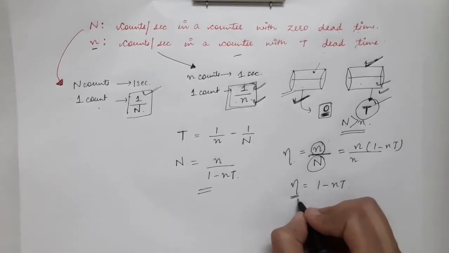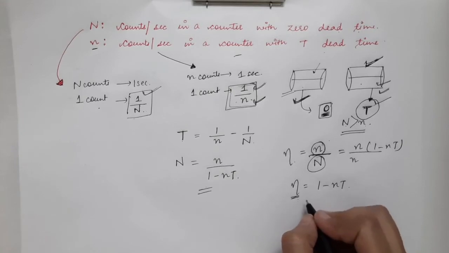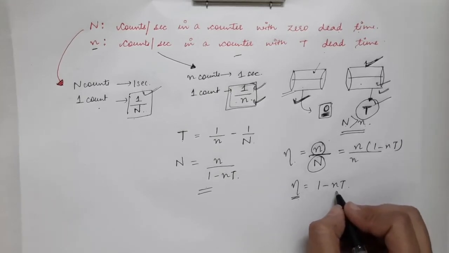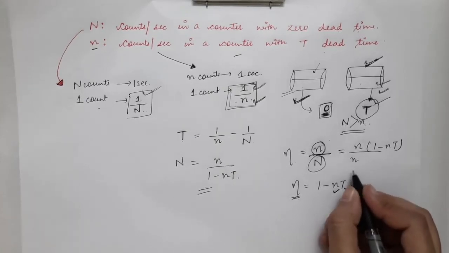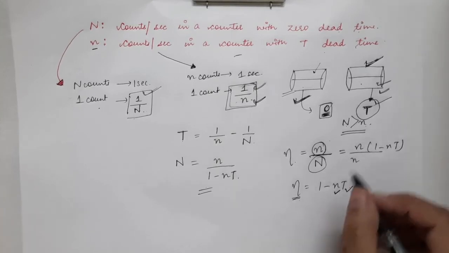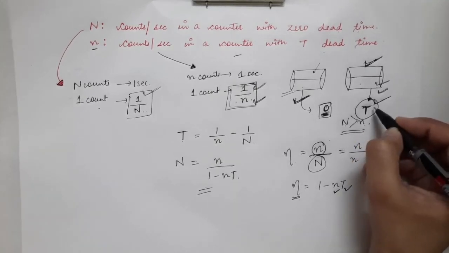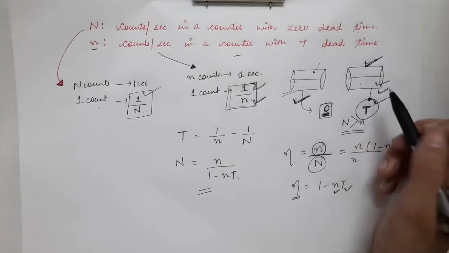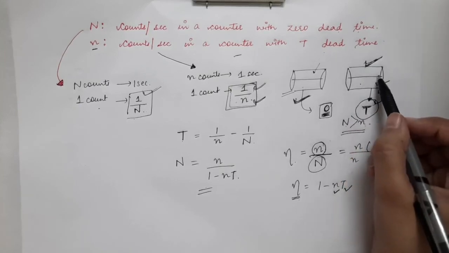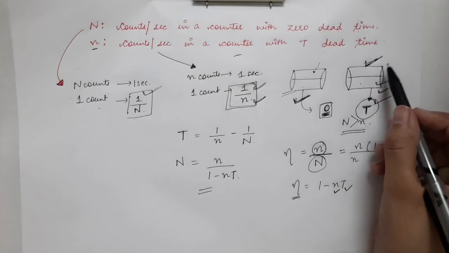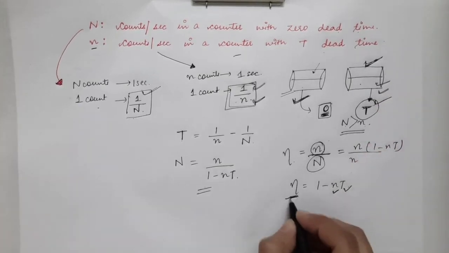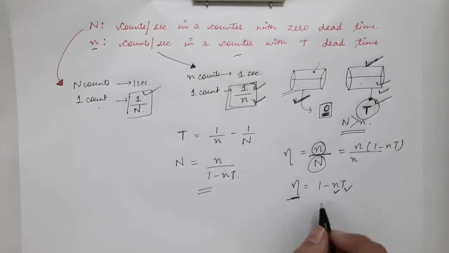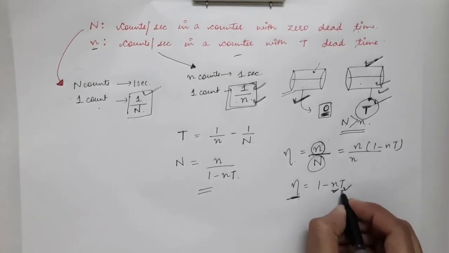So you can see that the efficiency of the GM counter depends upon n and the dead time. The more the dead time, the lesser the efficiency. If the dead time of the GM tube is more, it means for a large amount of time this GM tube will be insensitive and hence more particles will be undetected. So efficiency of the GM tube will reduce in that case. So efficiency depends upon n and capital T.